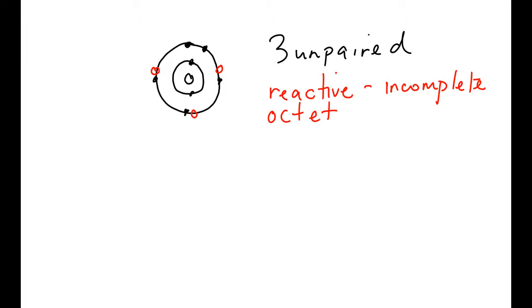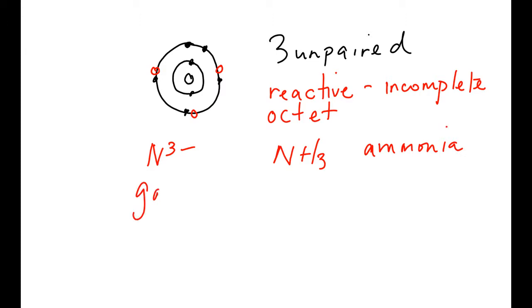So if it forms an ionic bond, it will be N3-, or perhaps it could share in a covalent compound. It could share 3 electrons and make a covalent molecule of some sort. I'm just giving ammonia as an example. Okay, so it can either gain or share.